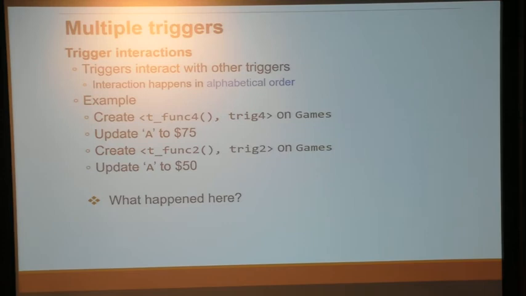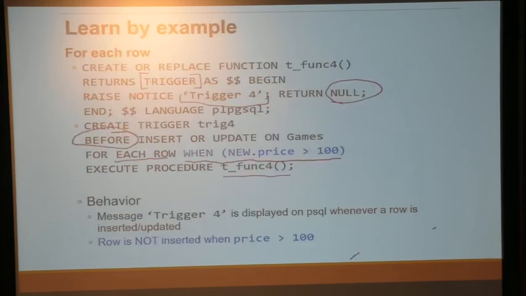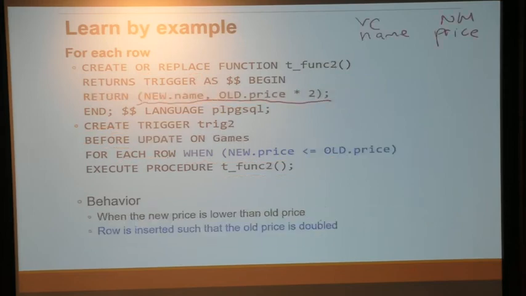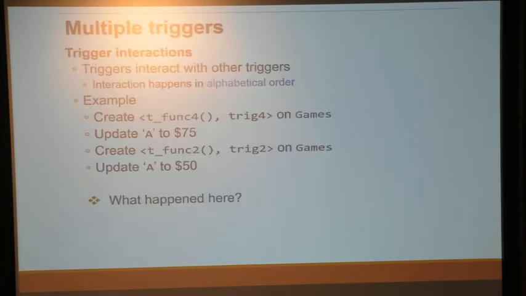This is an example of how things can get complicated. So remember trigger 4. What trigger 4 is doing is that you prevent any update or any insert. If the price is greater than 100, you prevent it because you return null. Trigger 2 is that you double the price. Right? But trigger 2 will be executed earlier. So for this particular one, what's going to happen is that if you just have trigger 4 without trigger 2, you will just print trigger 4.